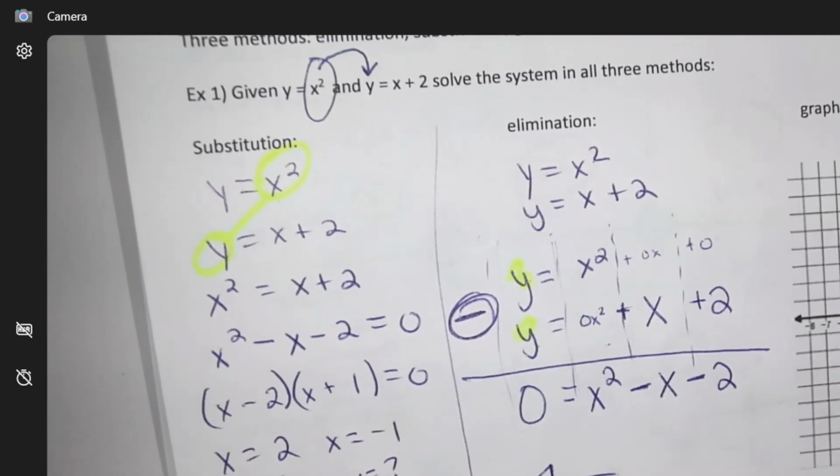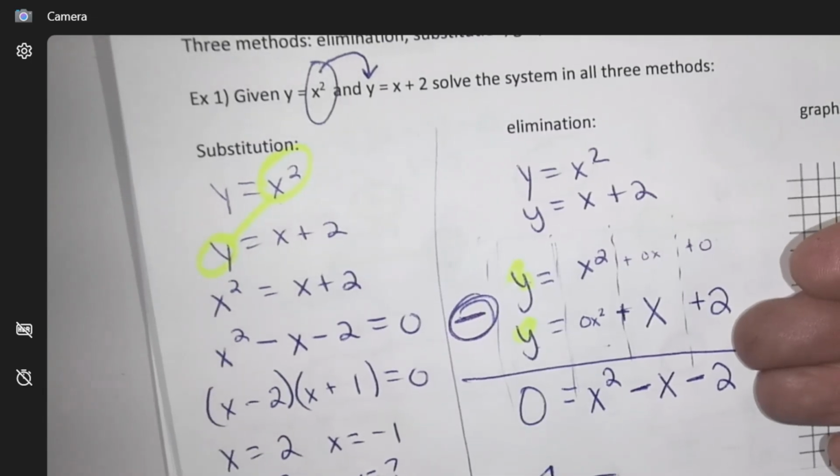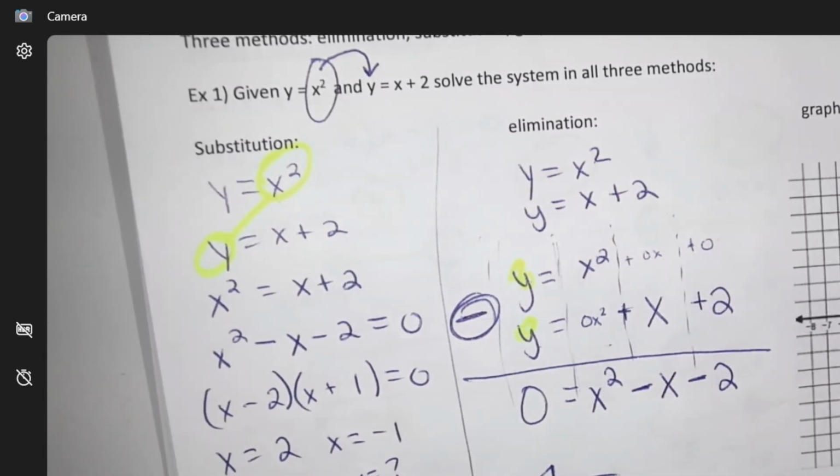Okay, so I'm not going to finish this out because once you got to this step, you would have done all the same things over here. I'm right here, so I would have factored and solved. Okay, but do you see how I used two different ways and I got to the same idea?